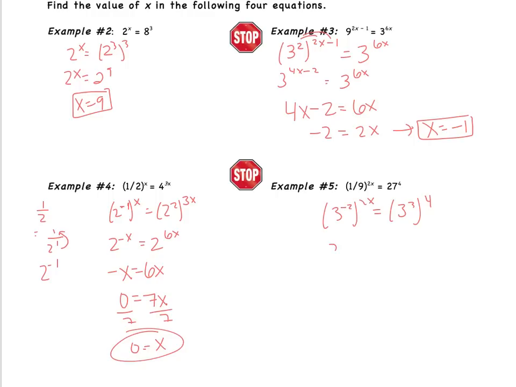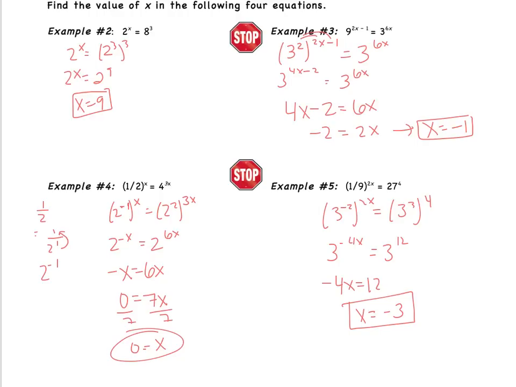Okay, now multiplying this becomes 3 to the negative 4x equals 3 to the 12th. Now, because my bases are equal, I can set the exponents equal. So negative 4x equals 12. Dividing by negative 4, I get x equals negative 3.